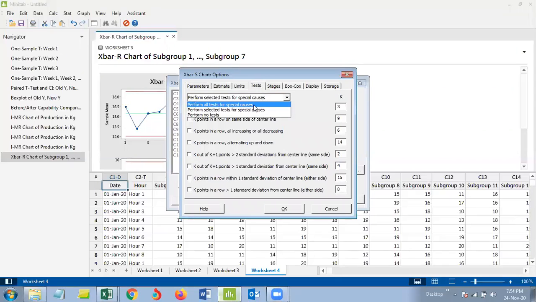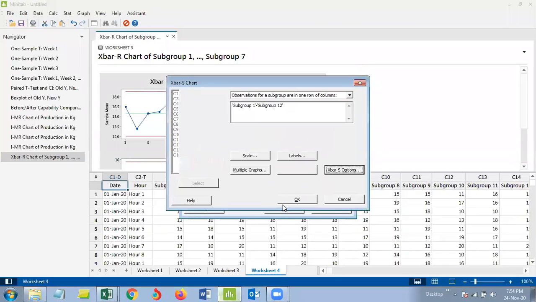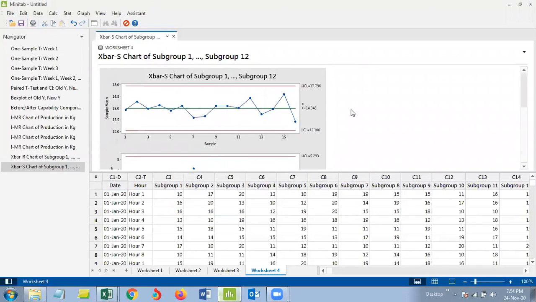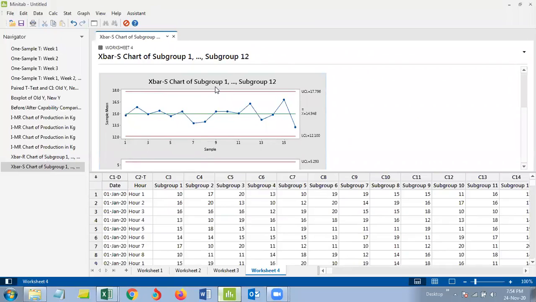Perform the test for all the special causes and click OK. That's it, we're done. So here we get, again, if there is an issue with the data, you'll see those red dots. Is everyone okay with X bar R, X bar S also?